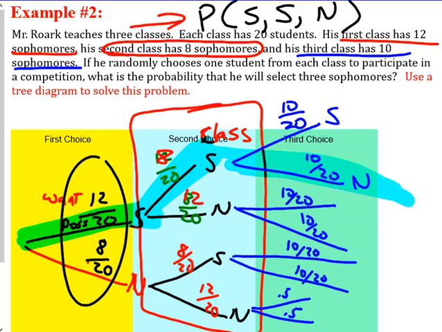I know, I wasn't doing that question. Okay, I wasn't doing this question yet. Just hold on. Sophomore, sophomore, and not sophomore is my question. So I just highlighted the route. It goes like this.